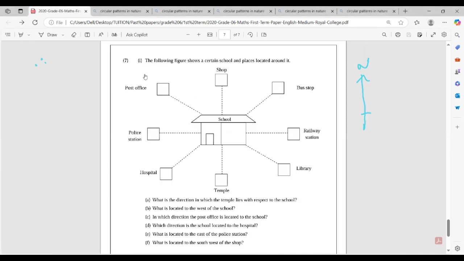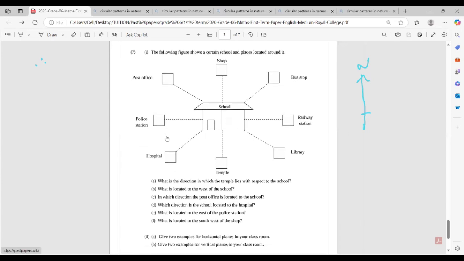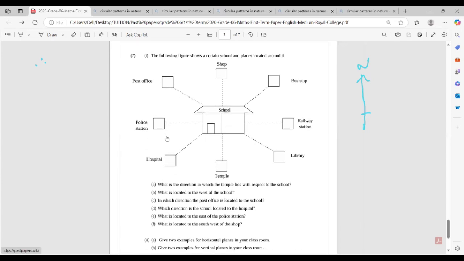I'll answer the question this way. What is the direction in which the temple lies with respect to the school? The temple with respect to the school is south. What is located to the west of the school? West of the school is this one, police station.